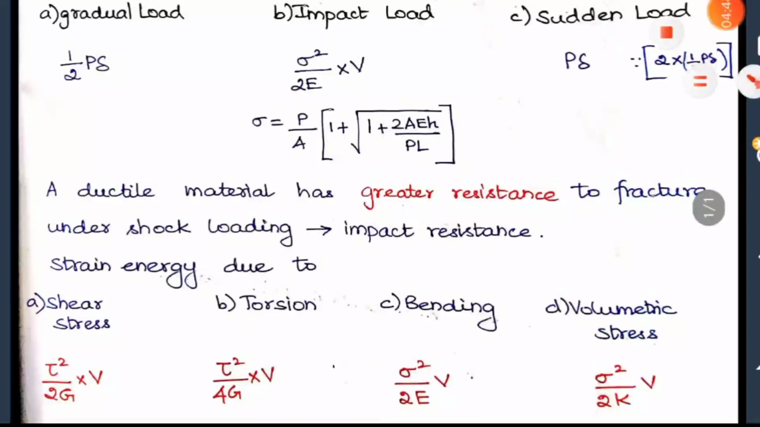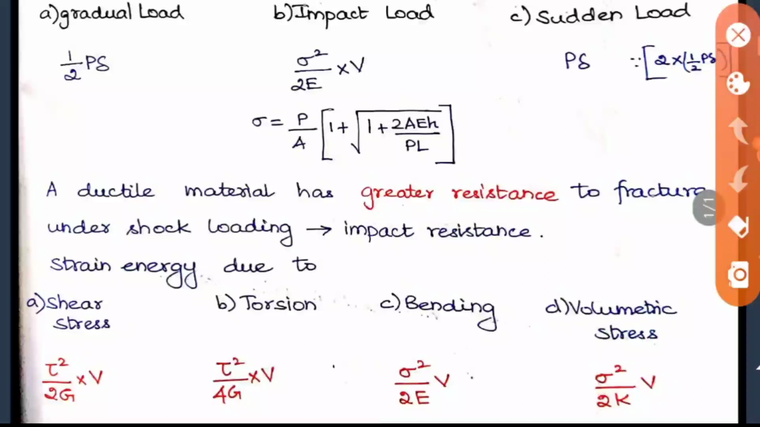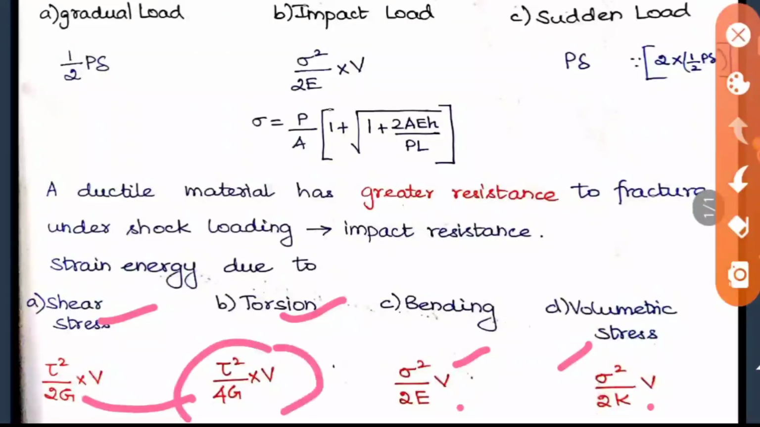Here the only differing factor is tau square for shear stress and torsion, whereas in volumetric and bending we use sigma. And then the modulus: here it is rigidity modulus, here Young's modulus, and here bulk modulus. Other than that, everything has a denominator of 2 except this torsion formula.